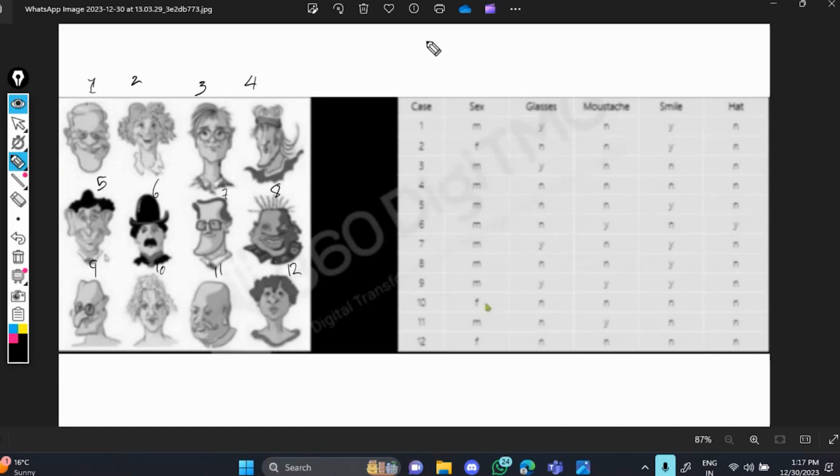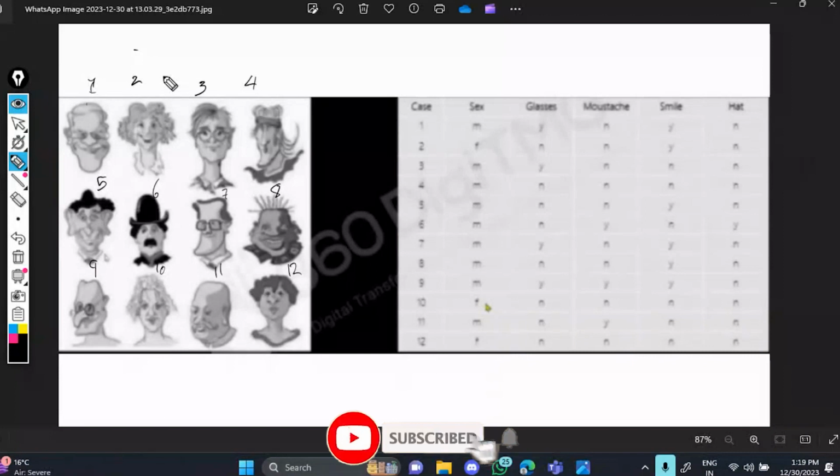Okay. So you can see there are some faces and some type of data we have. If we are talking about cases 1, 2, 3, 4 to 12, this is the first, second, third. This is the case number. Sex, male or female, gender. You can also say glasses: they are wearing glasses or not. Mustache: they have a mustache or not. Smile. So you can see there are some types of data according to the faces, or according to the people, you can say. Now what is our data on this?